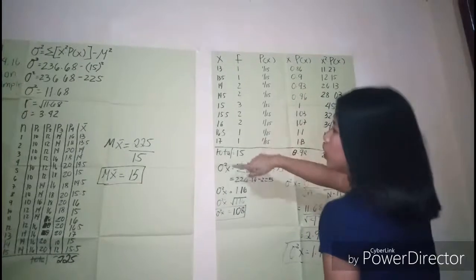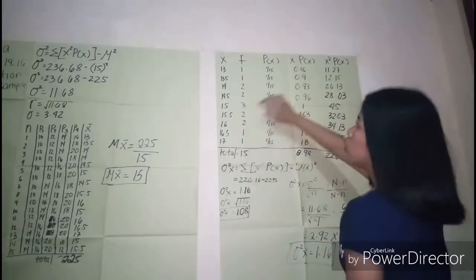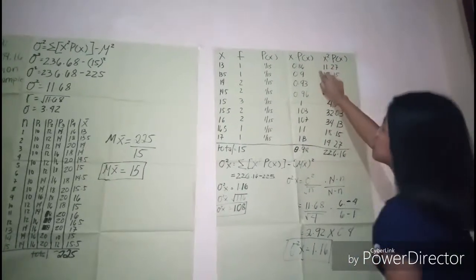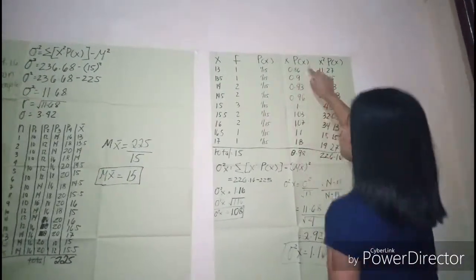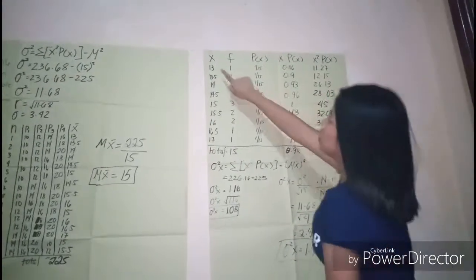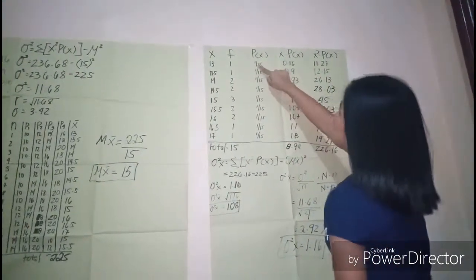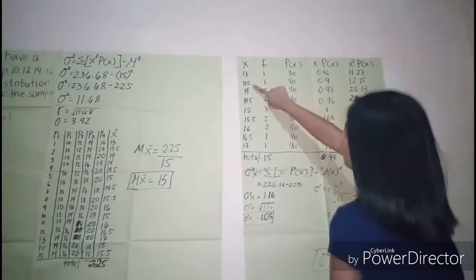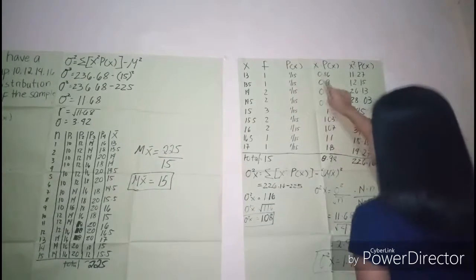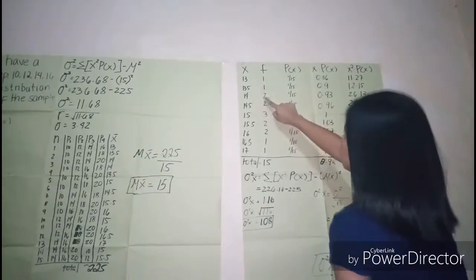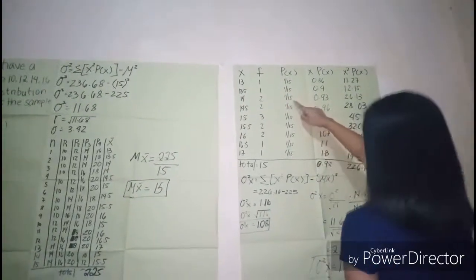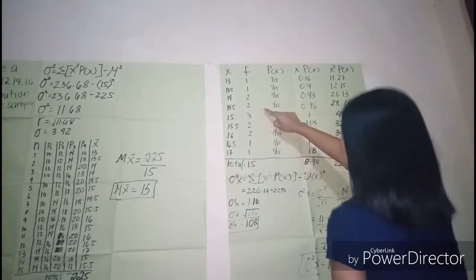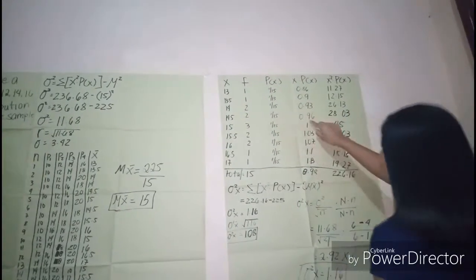Yung 15 natin, kung ilan yung mga sample size natin, or kung ilan yung mga sample natin. X times P of X. Paano ba kukunin X times P of X? 13 times 1 divided by 15 is equals to 0.86. Yung 13.5 times 1 divided by 15 is 0.9. 14 times 2 divided by 15 is 0.93. 14.5 is 2 times 2 divided by 15 is 0.96.